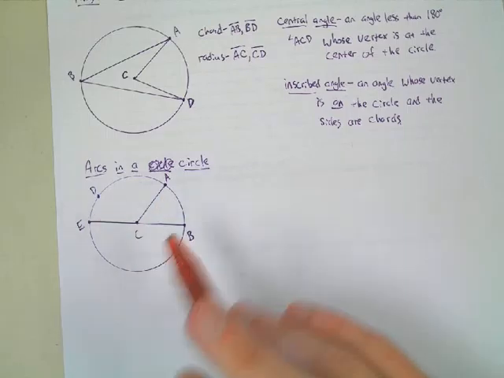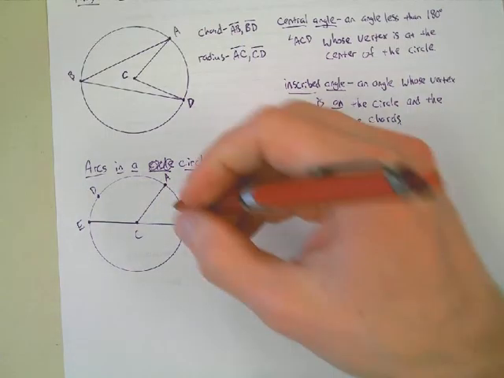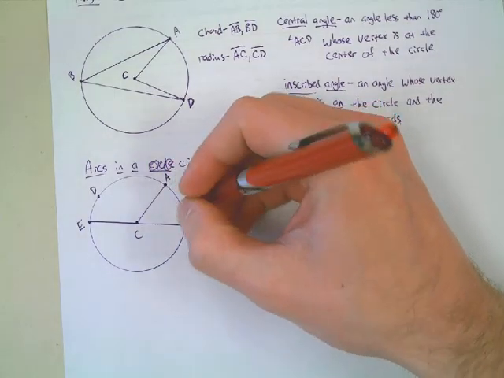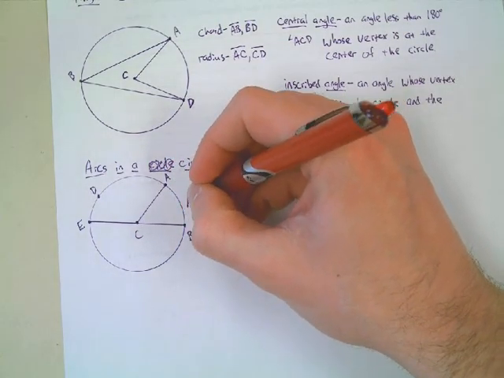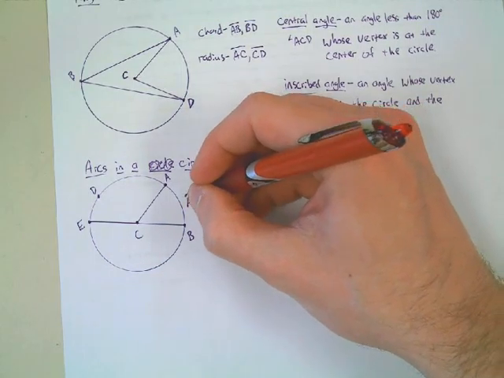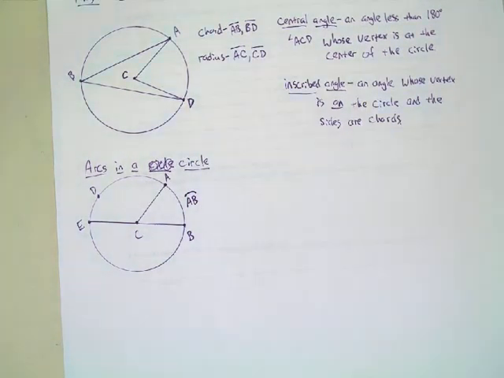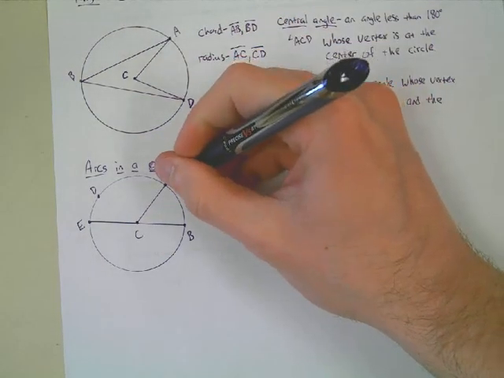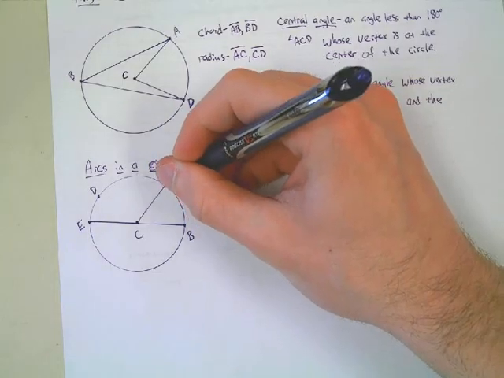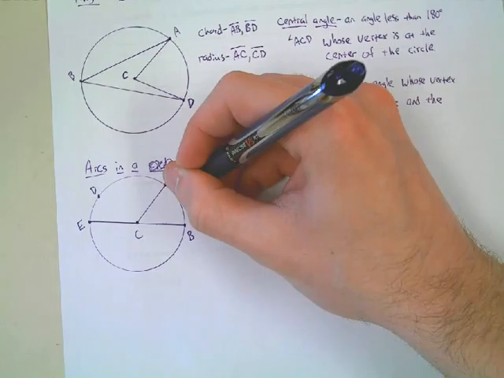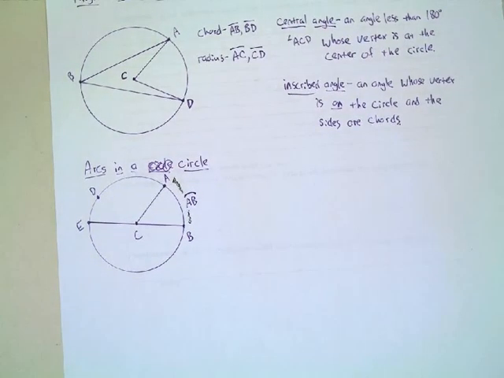For example here, from A to B, we can name that using AB, and we're going to draw a little arc above it. That's kind of like this arc right here. That's that arc right there.